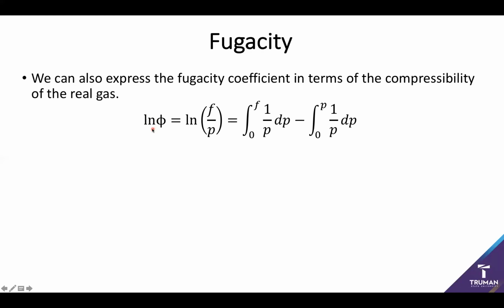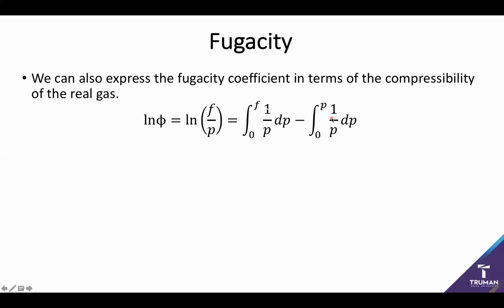So by definition, we know that the natural log of our fugacity coefficient is the natural log of the ratio of fugacity to the pressure. And we can essentially back up what we did on the previous slide and treat this as the integral from 0 to f of RT over V dP, minus the integral from 0 to P of, again, the same expression. So again, this will be equivalent to what we did on the previous slide because we have no RT.